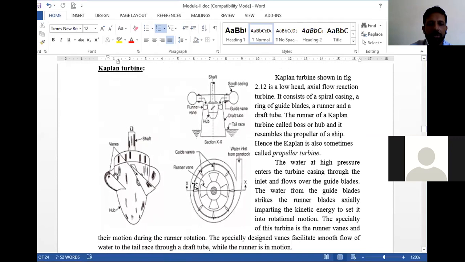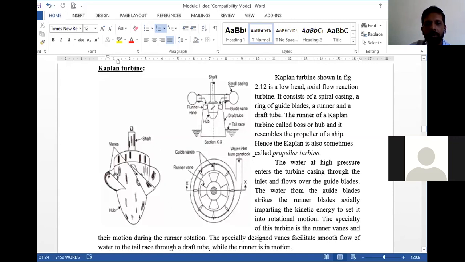So basically, first we have to draw the front and the top view. This is the top view, and this is the sectional front view of the turbine for a Kaplan turbine. So let me explain this. It is almost very similar to that of a Francis turbine. The construction is a little bit different.